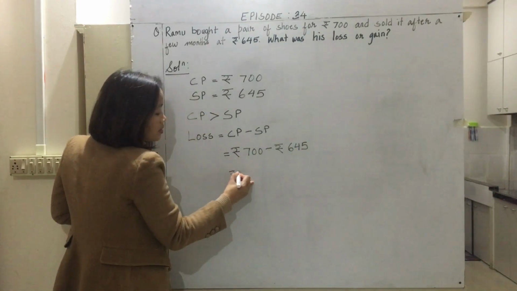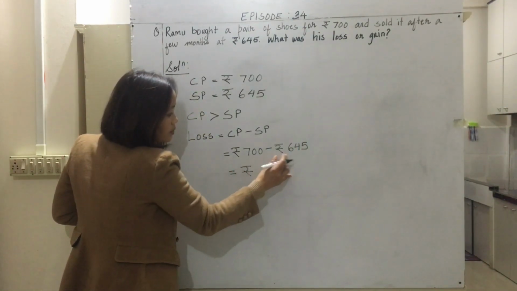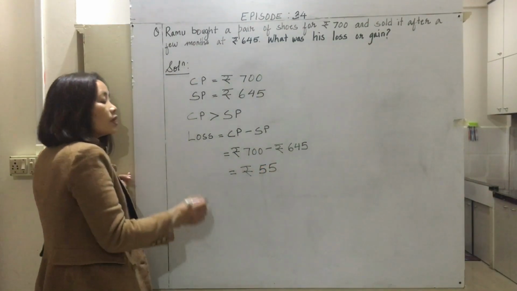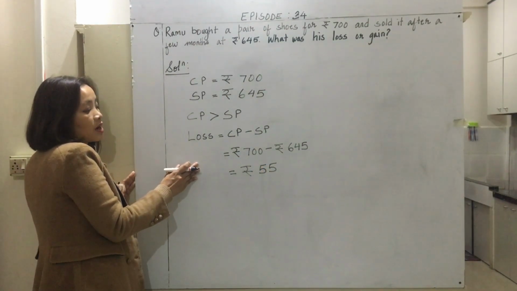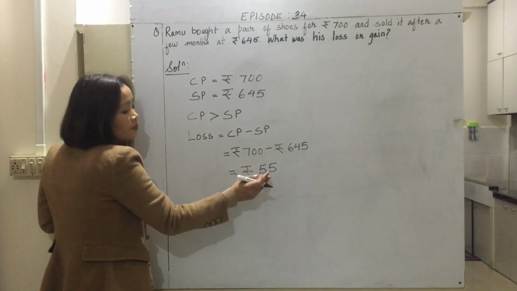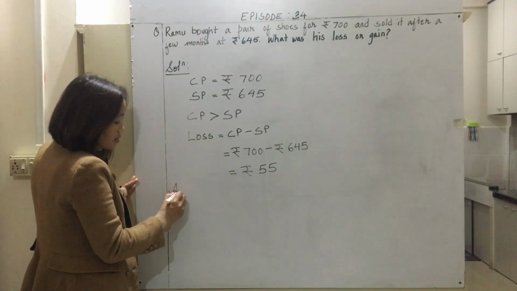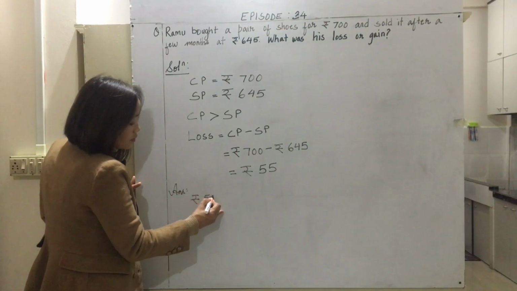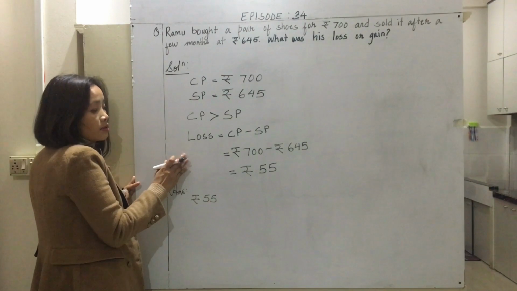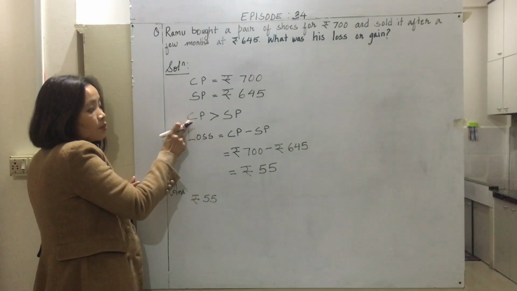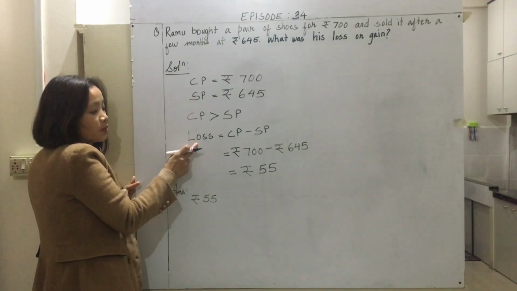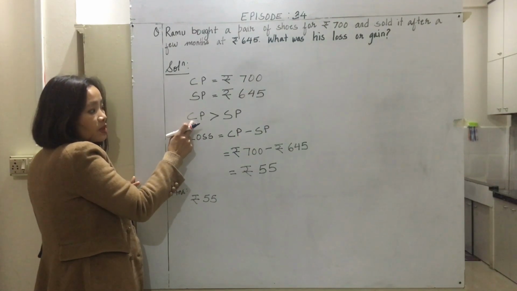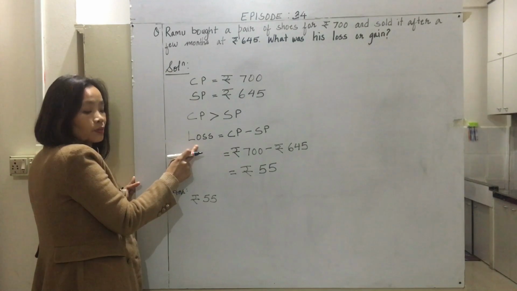We subtract this and we get 55 rupees. So in this transaction, Ramu lost 55 rupees. So we write the answer, rupees 55. Right? There is a loss here. Remember, the important point is when CP is bigger, there will be a loss. If CP is smaller, if SP is bigger, we will be calculating profit here.